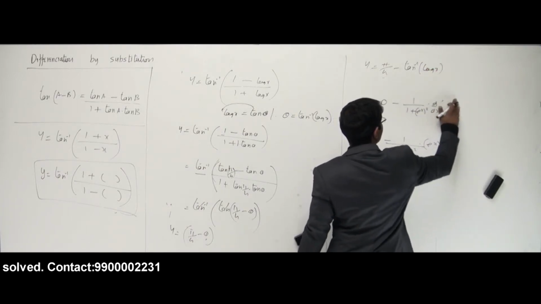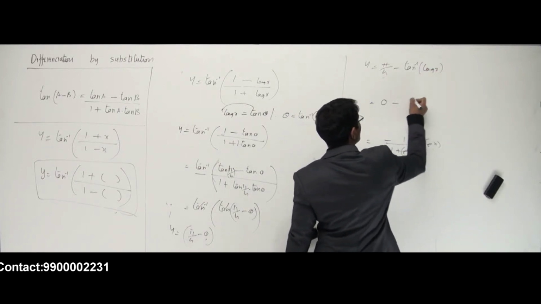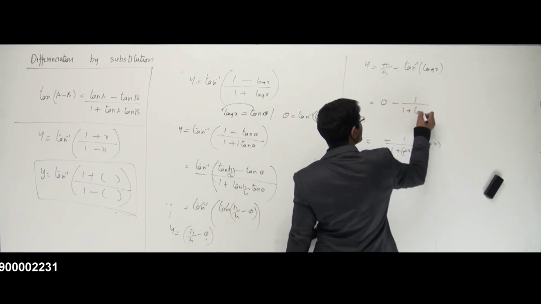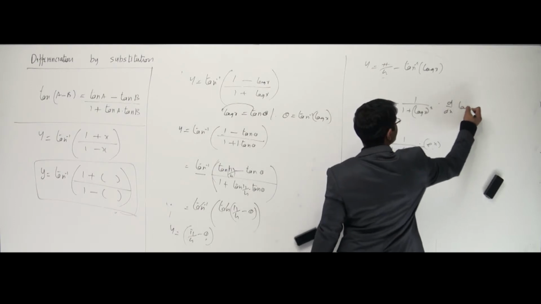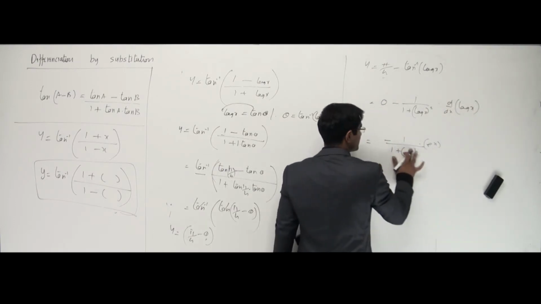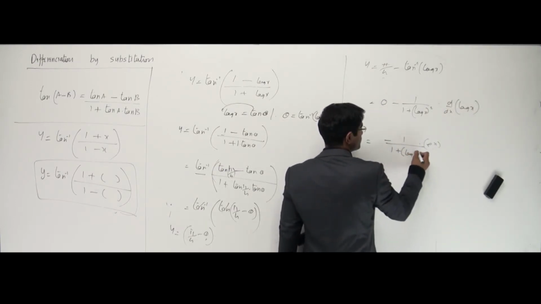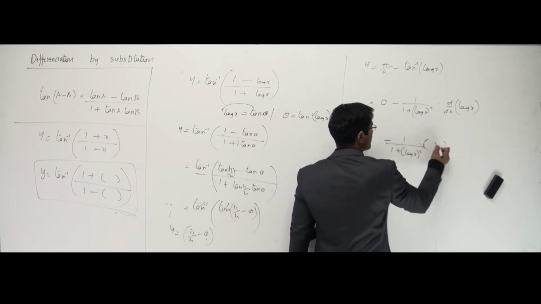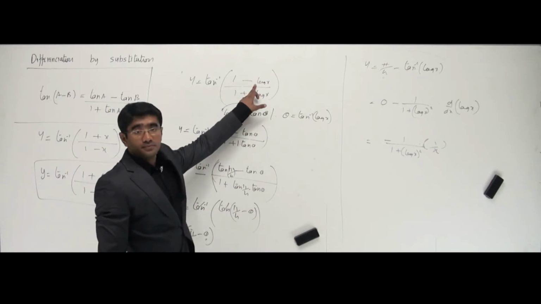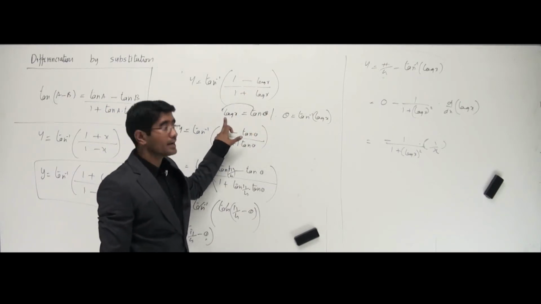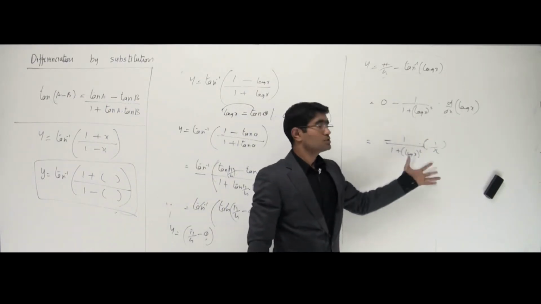And when I differentiate this, what do I get? I get 1 by 1 plus log x the whole squared into the differentiation of log x, and my answer would be log x the whole squared into 1 by x. Very simple, right? Something else comes here, the same thing comes here, and just change. That's it.